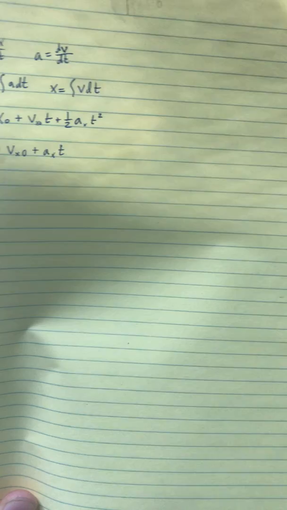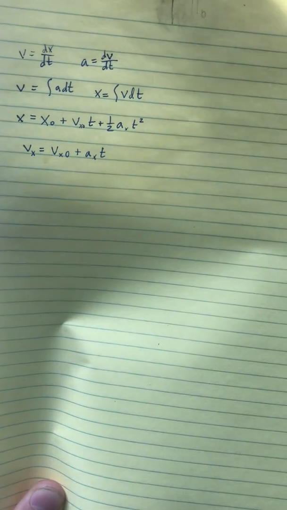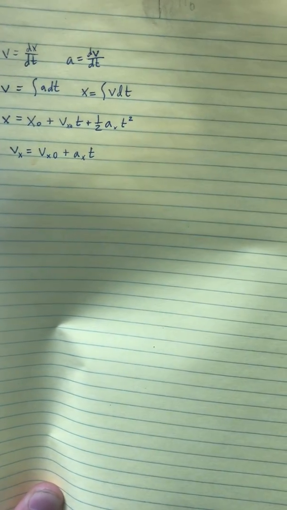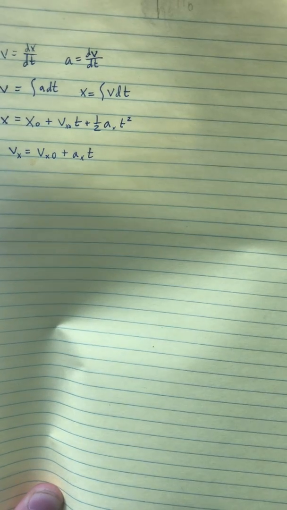The derivative of displacement is velocity, and the derivative of velocity is acceleration, and the integral of acceleration is velocity, and the integral of velocity is displacement. That's just a relationship that we should know, so take some time to write those down and memorize that.